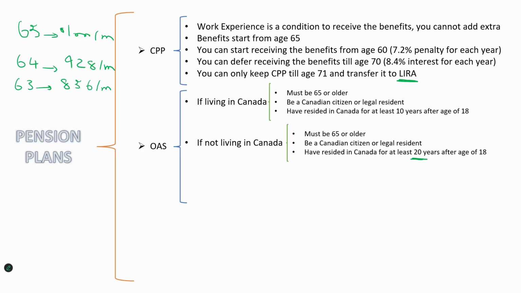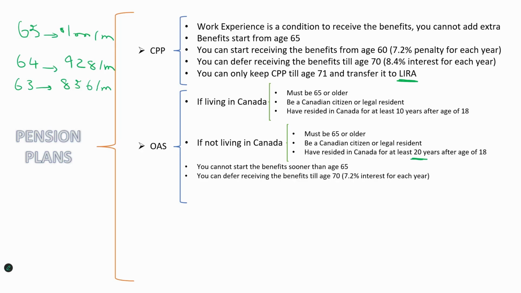Also keep in mind that the OAS pension is something like Robin Hood. If your income from other sources is more, they will pay you less, and then they will give it to the low income people. So you cannot start your benefits sooner than age 65. It's not like CPP where you can say, okay, I want to start it from age 64 or 63 or something like that. And second is that you are allowed to defer receiving OAS till age 70, okay, which will give you a 7.2% interest for every year.